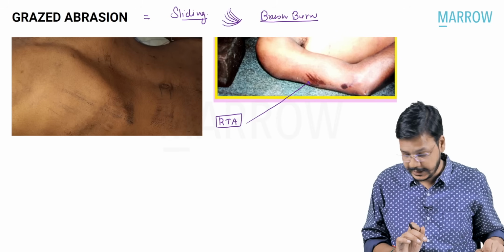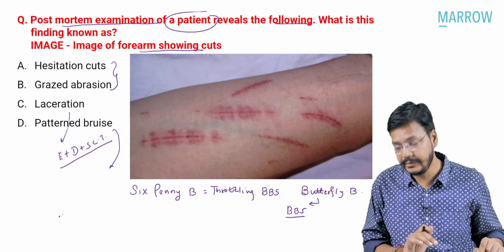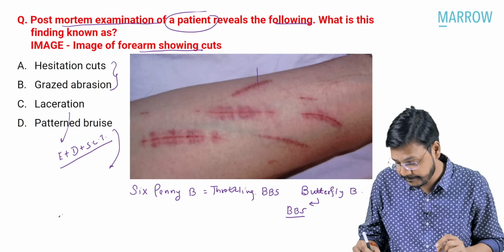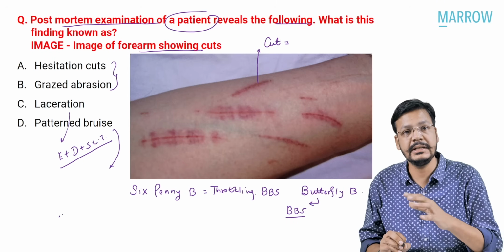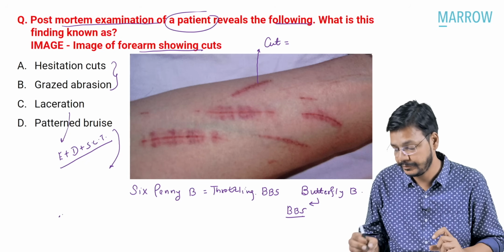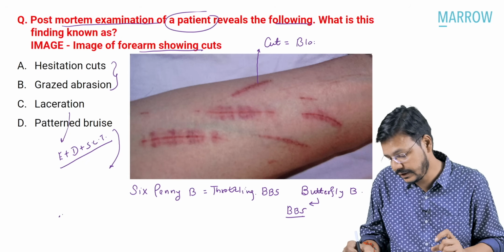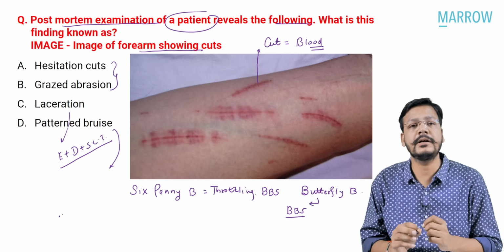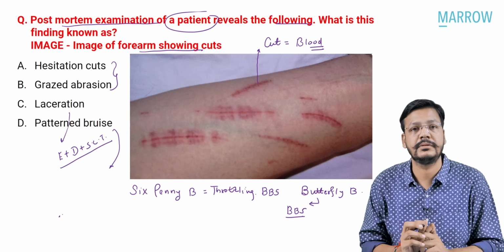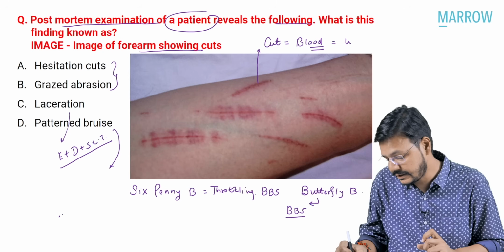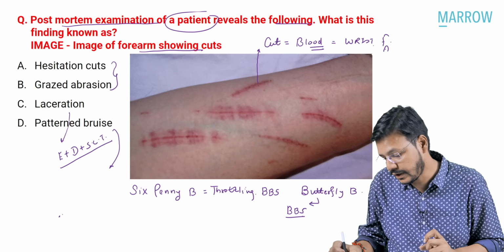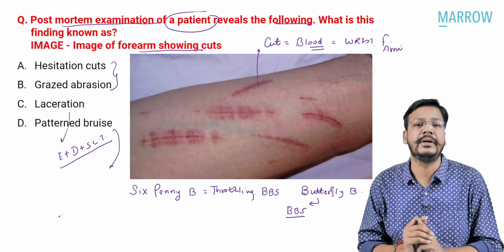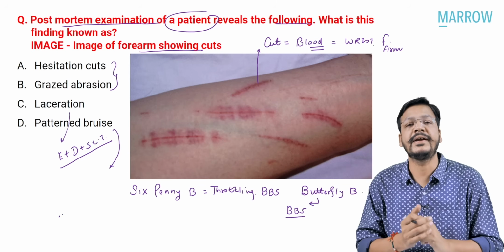Why? If you see this injury again, these are cuts, and you can see the blood accumulating surrounding the cut. Multiple cuts over the forearm and wrist. The common sites of these cuts are the wrist and forearm. My dear friend, these are self-inflicted injuries.